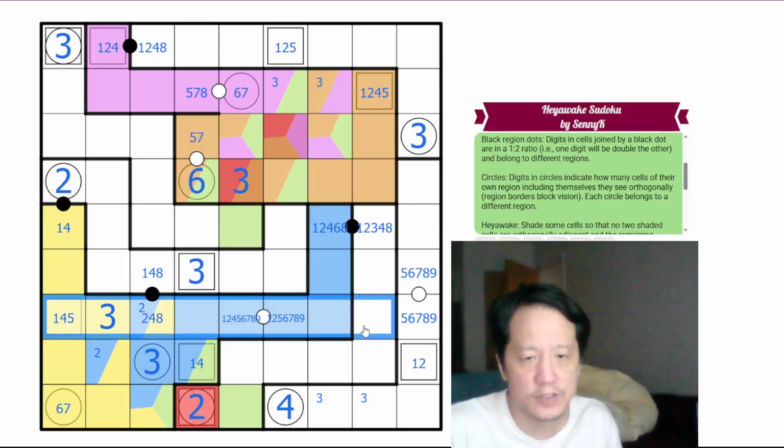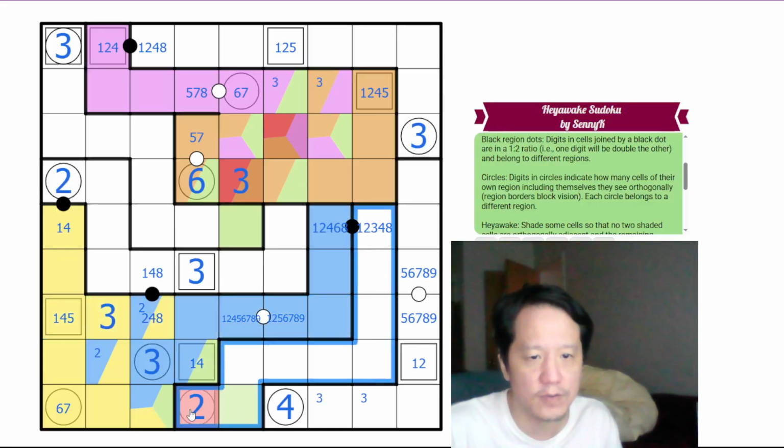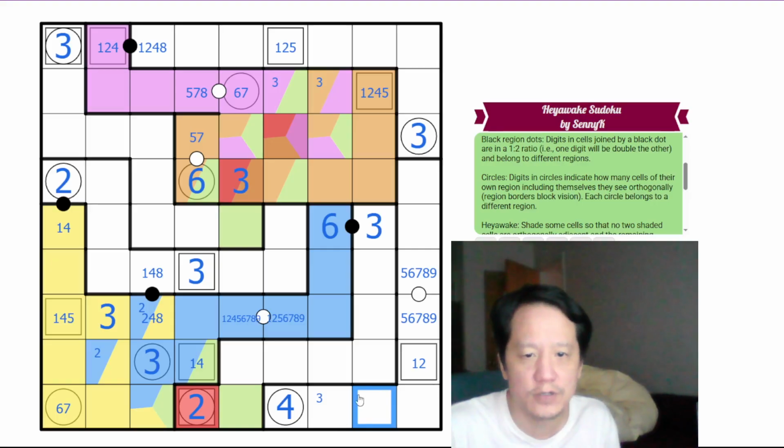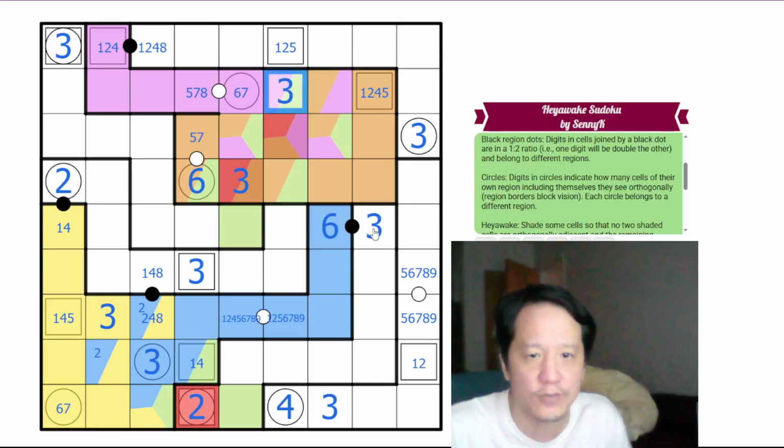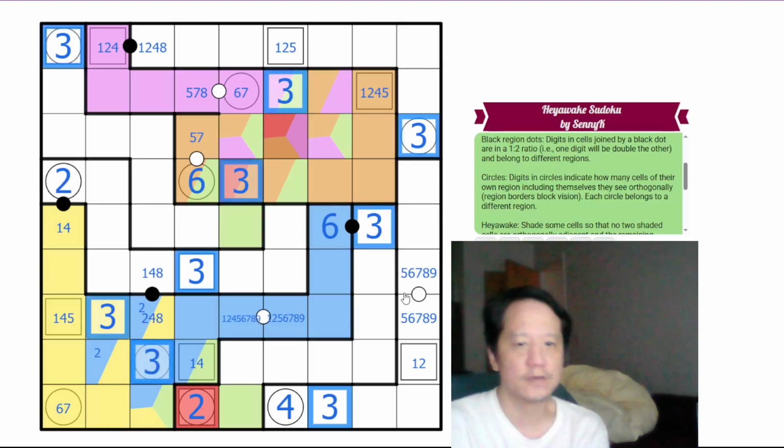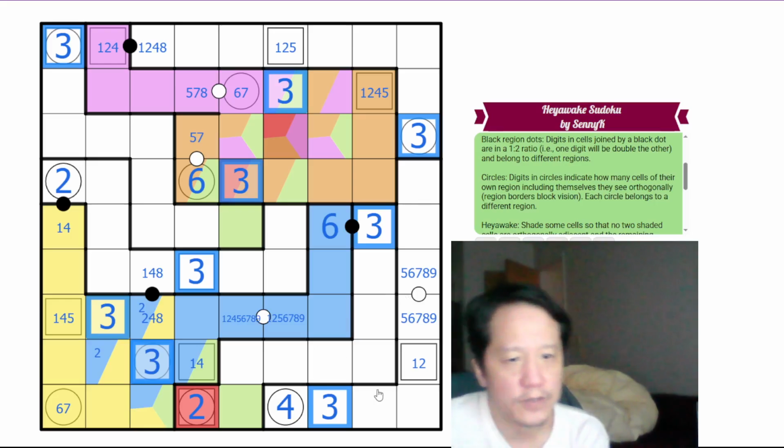Which means this can't be 3, this can't be 3, this can't be 3. This can't be 3. Where's 3 in this region here? It has to be here. So that's 3, that's 6. Which eliminates 3 here, so this is 3 there, which means this can't be 3, so this is the pink 3. We have all the 3s now in all the regions.